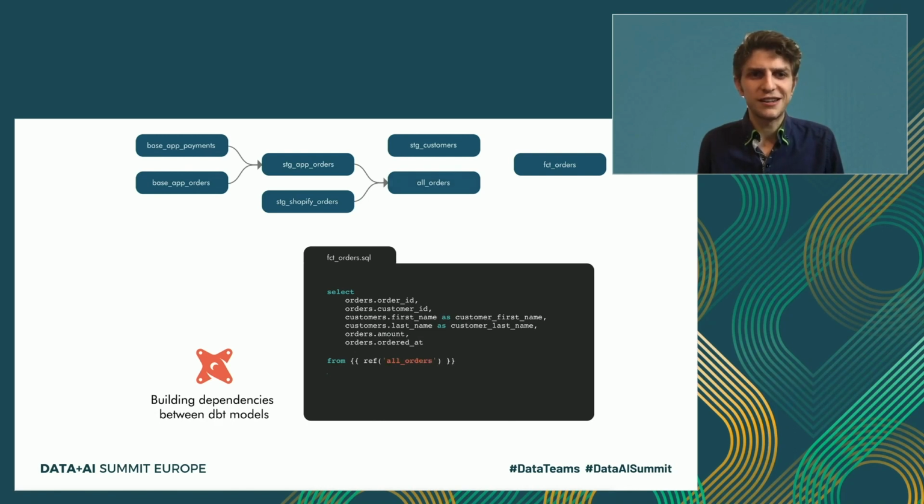We have here a handy animation of this magic ref function that I mentioned. We've now added stage customers as a place for selecting data from in our fact orders model. And simply by writing this Jinja function ref, dbt is able to understand and infer the lineage there.